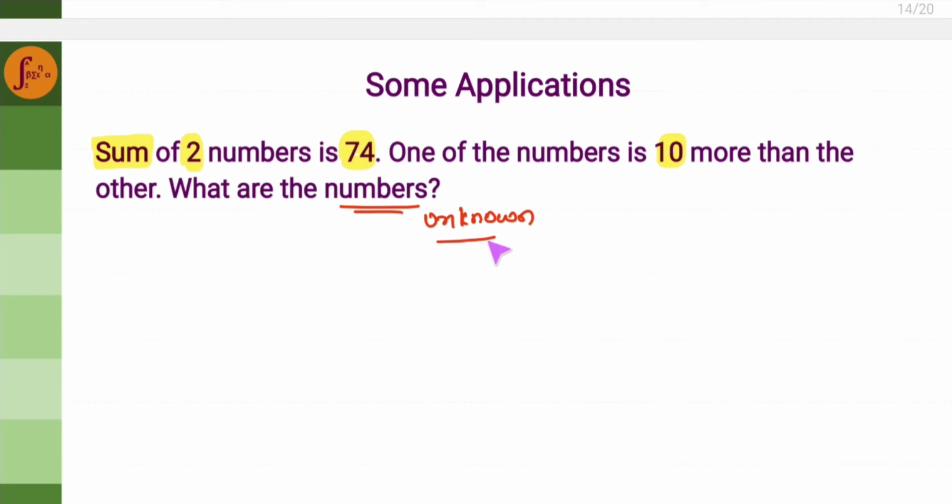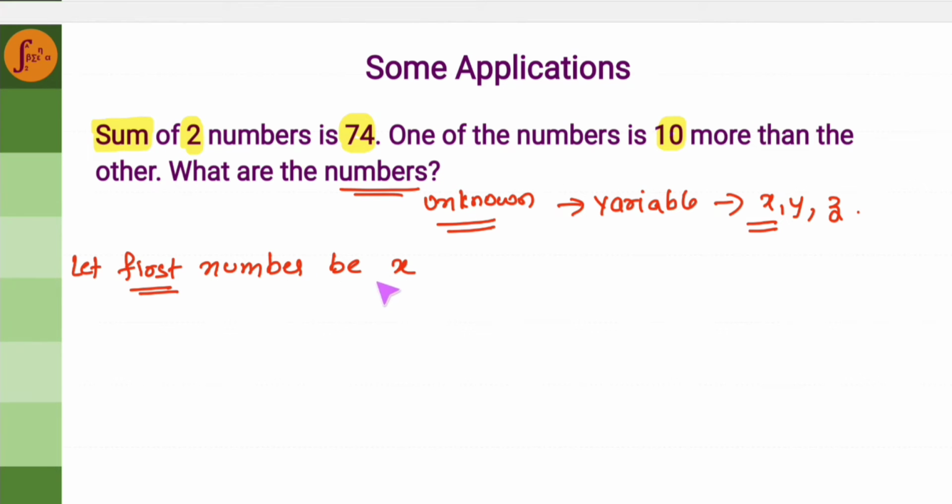And whenever there is some unknown, what do we do? We assume that it's a variable, right? And the variable we can denote as x, y, or anything. Let's take x. Let the first number be x. We are assuming that it is x because we don't know what the number is. So we assume that it's a variable and represent it as x.